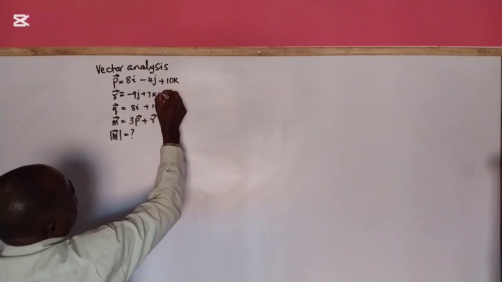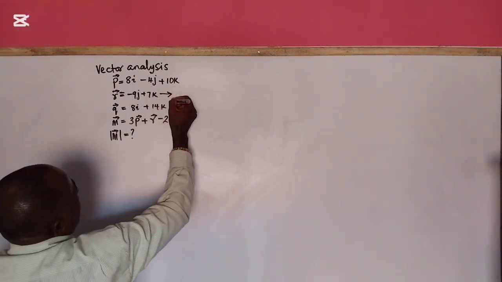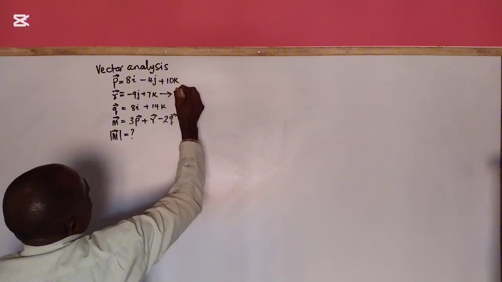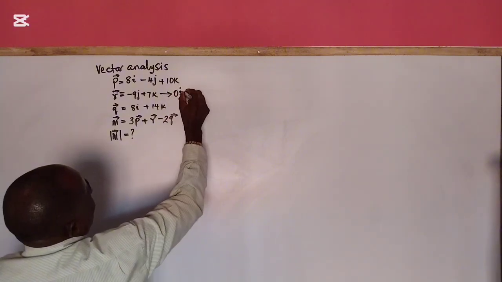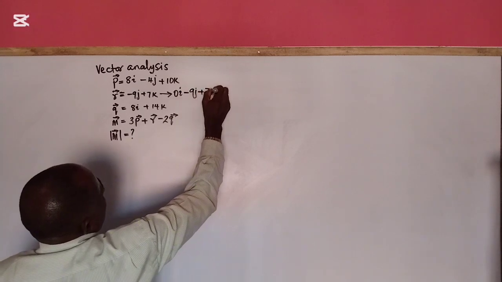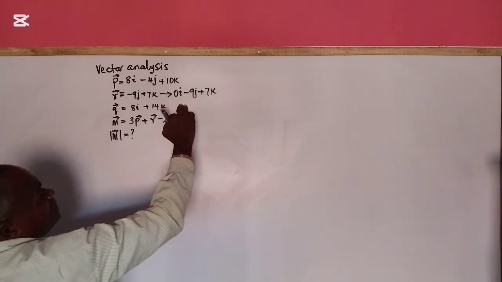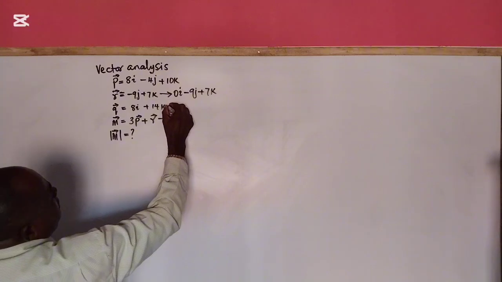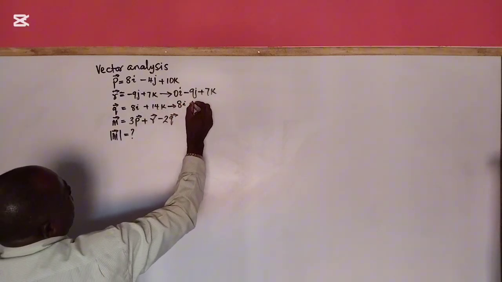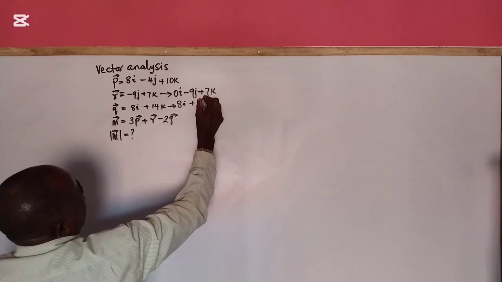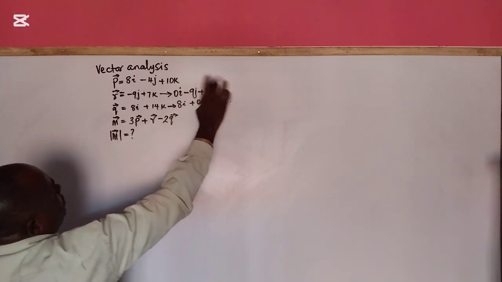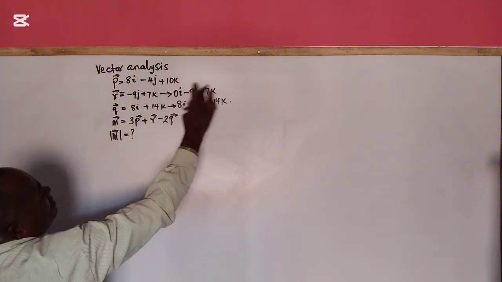So we can rewrite this. This first one, there is no i here, so i is 0, which is the same as multiplying 0 by i. Then that's going to be minus 9j and then plus 7k, just for purposes of understanding. This one does not have j, so we could write it as 8i plus 0j, then plus 14k, so it looks more like vectors in 3 axes.